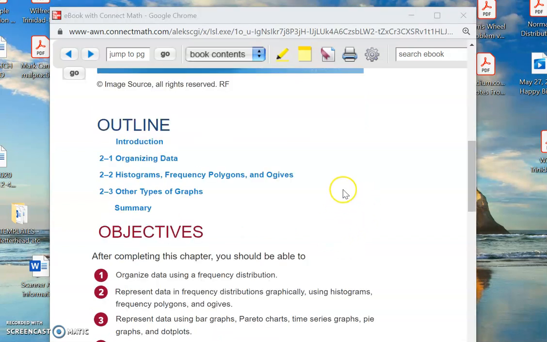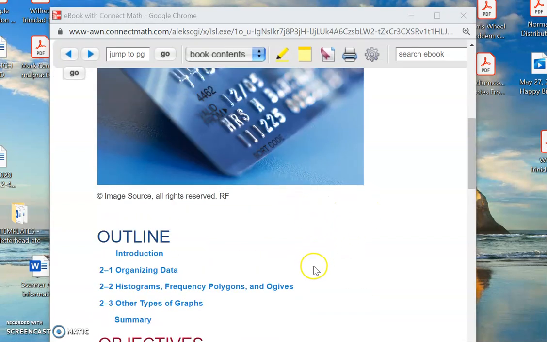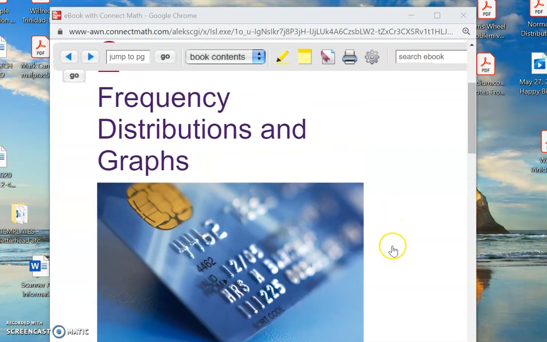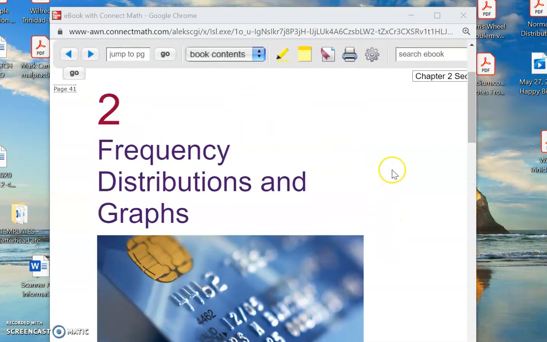And I should mention this is chapter 2-1. This is recording number 1. And we're going to be talking about this idea of frequency distributions and graphs.